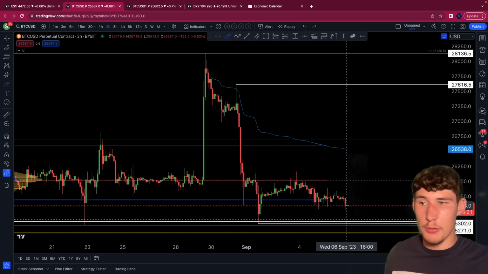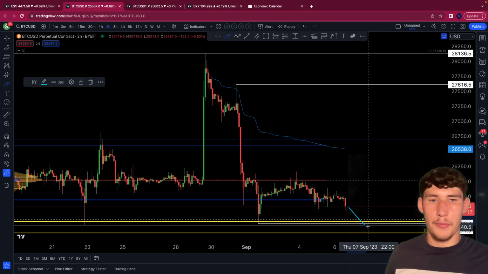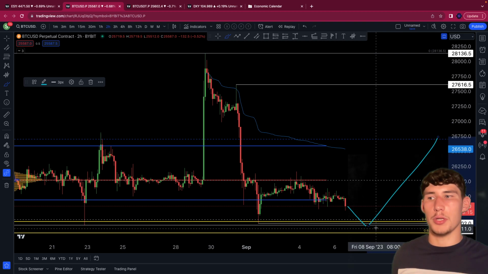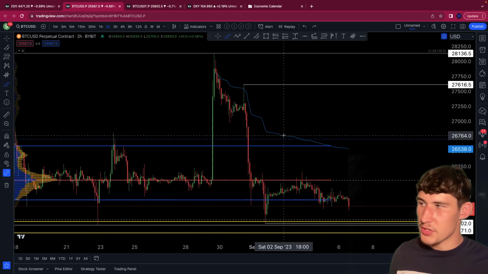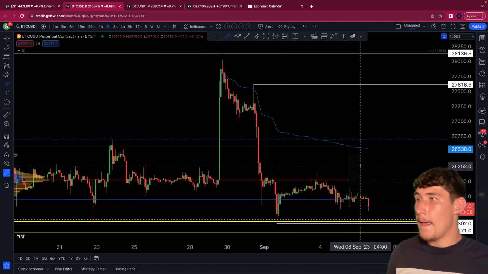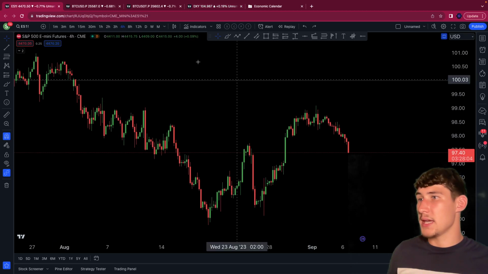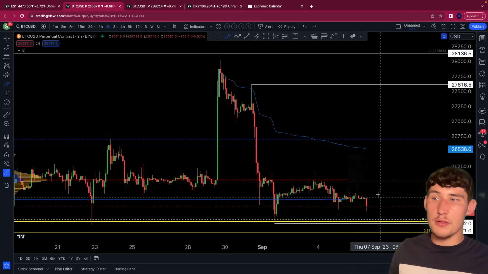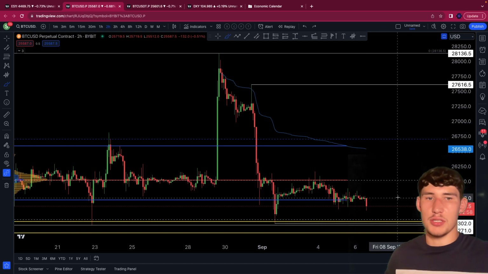So that first lower target is 25,271, and from there we check the reaction. Are we looking bullish, or are we looking bearish for lower prices? So that's what I'm looking at for Bitcoin as of right now. That's pretty much it. If we're going to continue to see the DXY pump and the ES dump, then we're going to continue to see Bitcoin dump, hit those levels, and then from there we check the reaction, like I said.